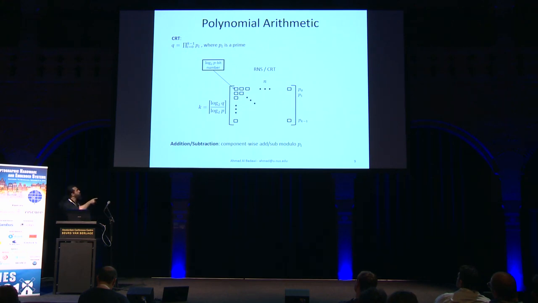N is the degree of the polynomial, and k is the parameter that we can control, which is log2 of q over log2 of p. So by choosing the size of p, you can either increase k or reduce it. And it's important to try to minimize k as much as you can so that you don't do many transformations. In this representation, you can do ultimately an infinite number of additions or subtractions by only doing component-wise operations.